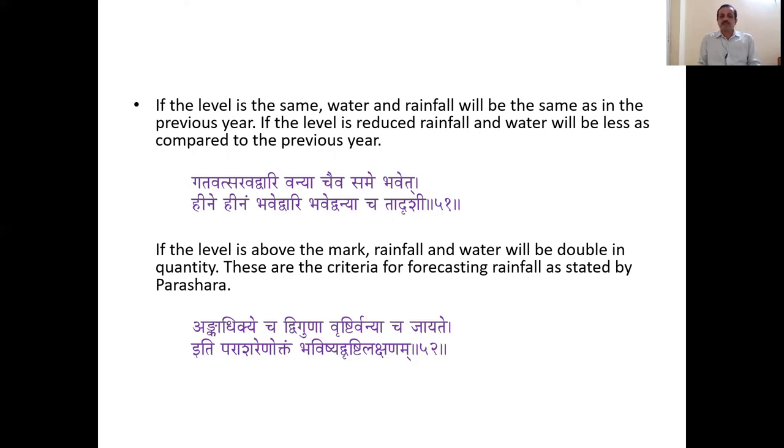Ankarikye cha dviguna vrishtirvanya chajayate. If the level is above the mark, rainfall and water will be double in quantity.